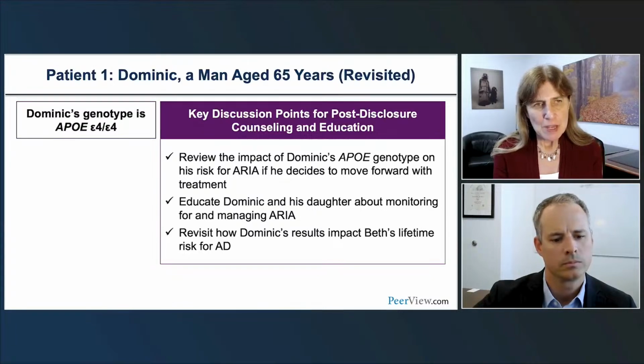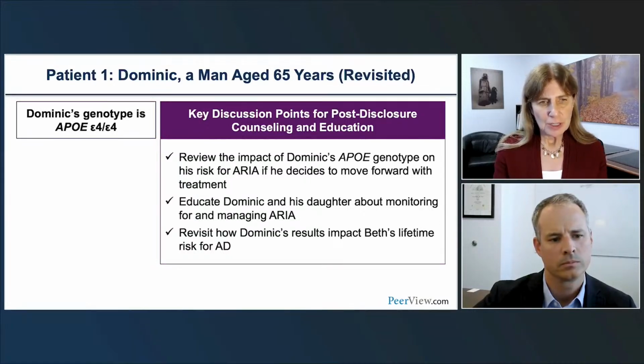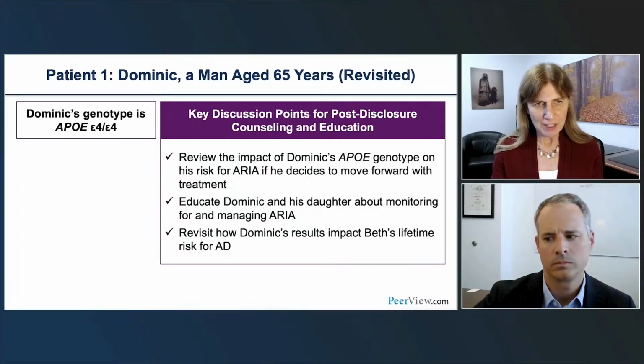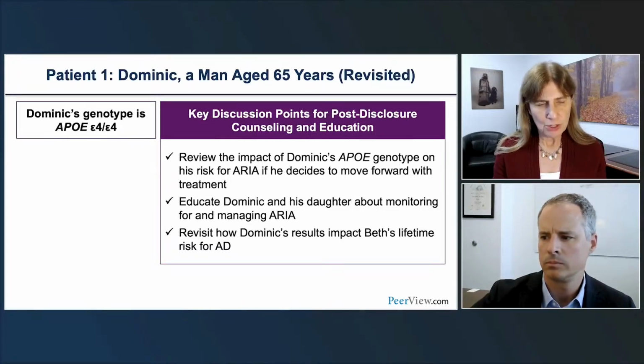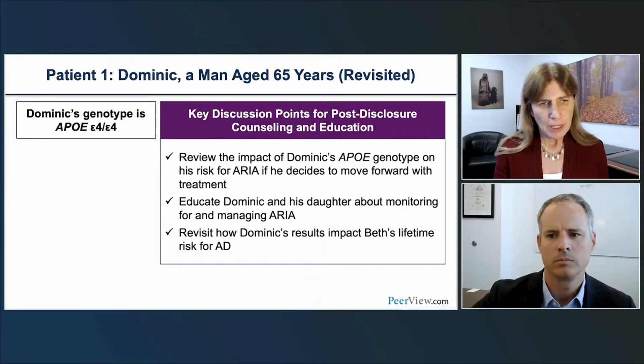And I guess the only thing I would add is, it's sometimes helpful up front, before you do the ApoE testing, to explain what the implications of the different genotypes would mean, so you don't wait until they have the test result and then describe it, so that Dominic could decide if this really is important to him in terms of his decision about proceeding with therapy.